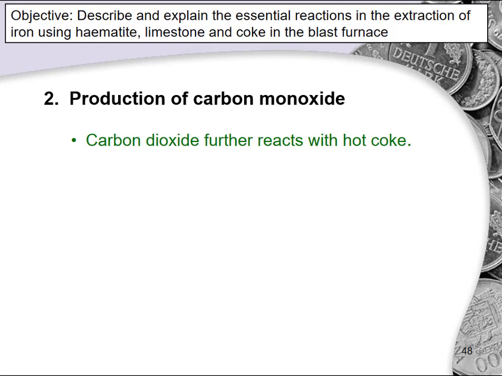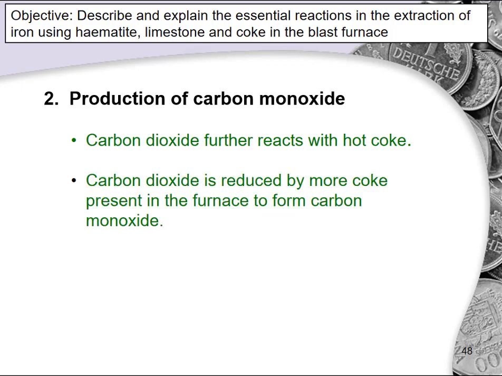Now next, how do you form carbon monoxide? Carbon dioxide, when it rises up, reacts with more hot coke, and carbon dioxide is reduced by more coke in the blast furnace to form carbon monoxide. As you can see in the reaction, carbon dioxide plus carbon gives you carbon monoxide.